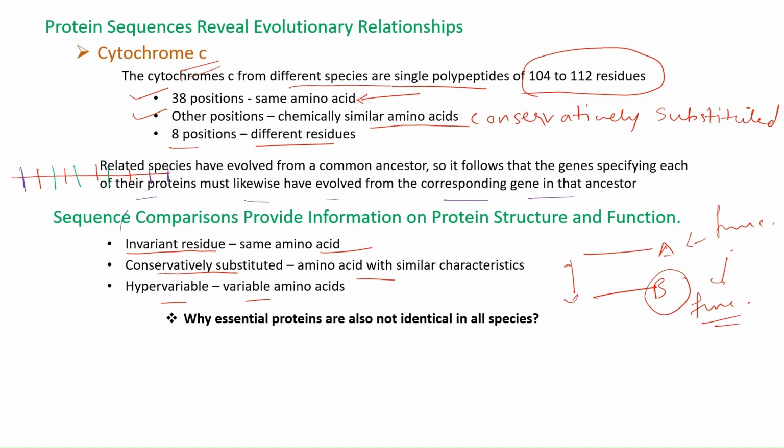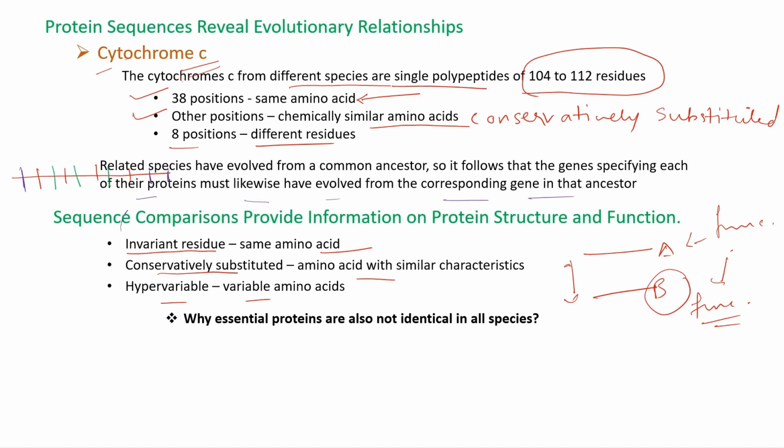Now one question is, why are essential proteins also not identical in all species? Correct. That means here in cytochrome C, this is a very important protein. So it should be fully conserved, but it is not like that. 38 positions are fully conserved. Other positions can have similar amino acids, and there are 8 positions where variable amino acids can be found. So why is it so? If it is that important, it should be fully conserved.